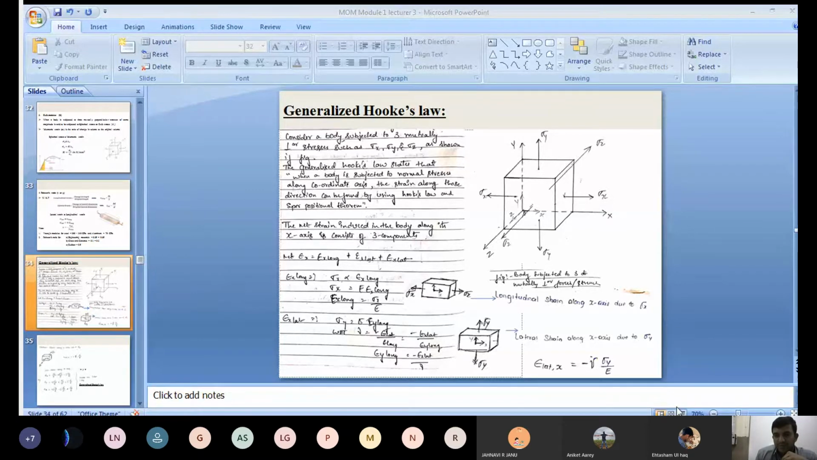Okay. Now today we are going to discuss one more very important law. Already we know Hooke's law, right? Now here the term comes, generalized Hooke's law.